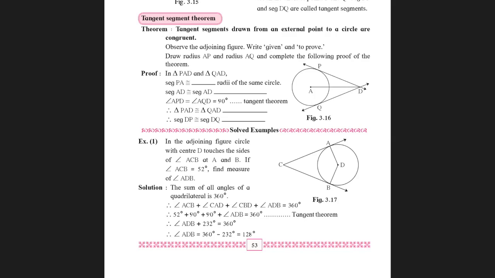Angle APD equal to angle AQD equal to 90 degrees. Tangent theorem. Therefore, triangle PAD congruent to triangle QAD. In the next blank, you're going to write the reason why it is congruent: by hypotenuse side test. Okay. So triangle PAD congruent to triangle QAD by hypotenuse side test. Therefore, segment DP congruent to segment DQ, CSCT. Okay, corresponding sides of congruent triangles. So this is how you have to write the proof. Children, I hope it's clear.